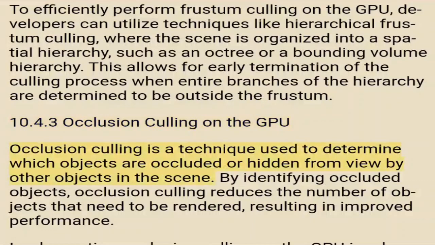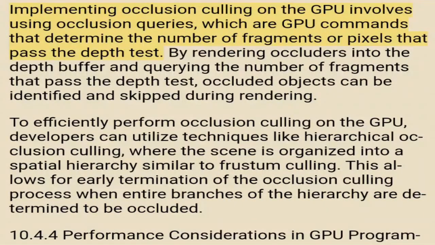Occlusion culling is a technique used to determine which objects are occluded or hidden from view by other objects in the scene. By identifying occluded objects, occlusion culling reduces the number of objects that need to be rendered, resulting in improved performance. Implementing occlusion culling on the GPU involves using occlusion queries, which are GPU commands that determine the number of fragments or pixels that pass the depth test. By rendering occluders into the depth buffer and querying the number of fragments that pass the depth test, occluded objects can be identified and skipped during rendering.